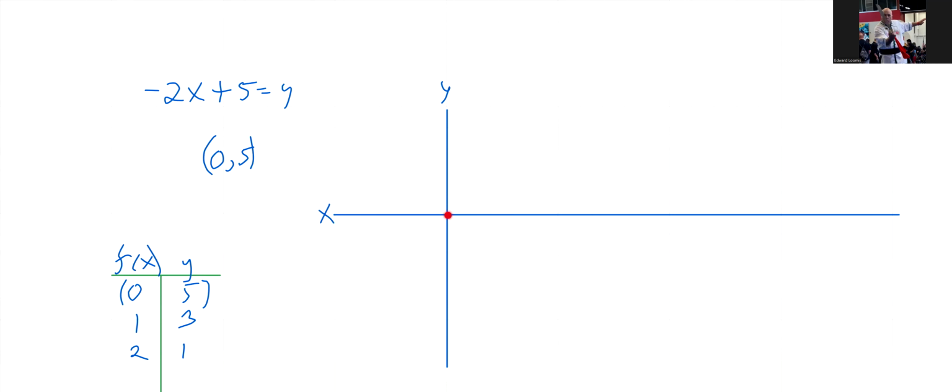My x is 0, so I'm going to go to the right 0 times. My y is a positive 5, so I'm going to come up 1, 2, 3, 4, 5. I'll put it right here at 0, 5.